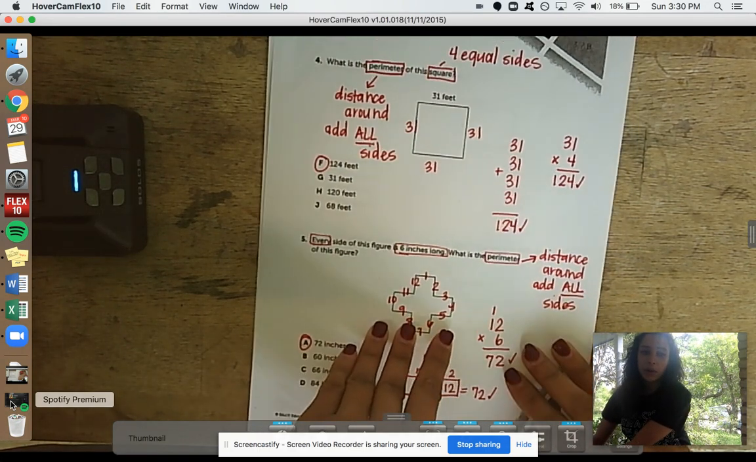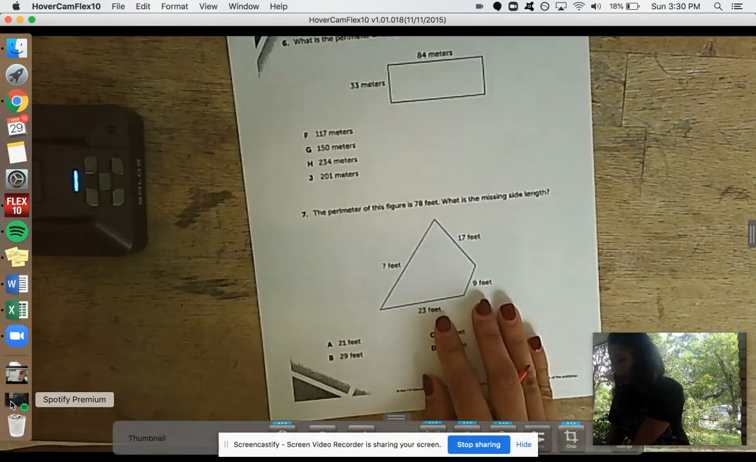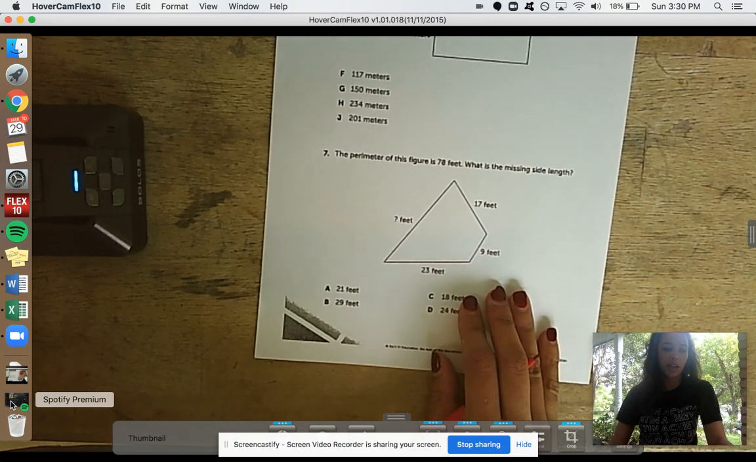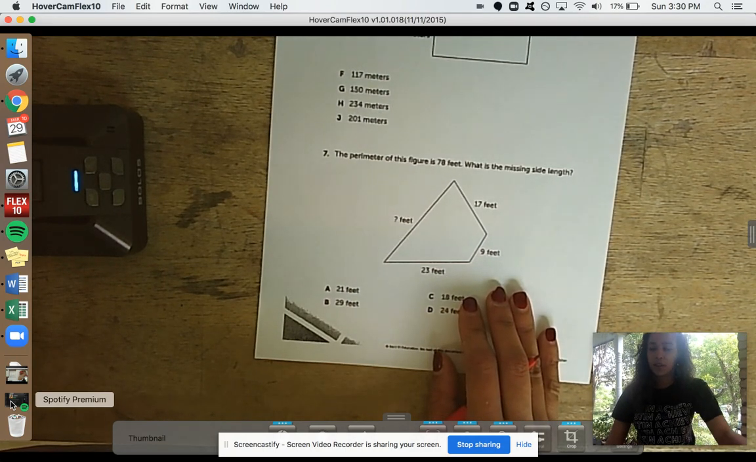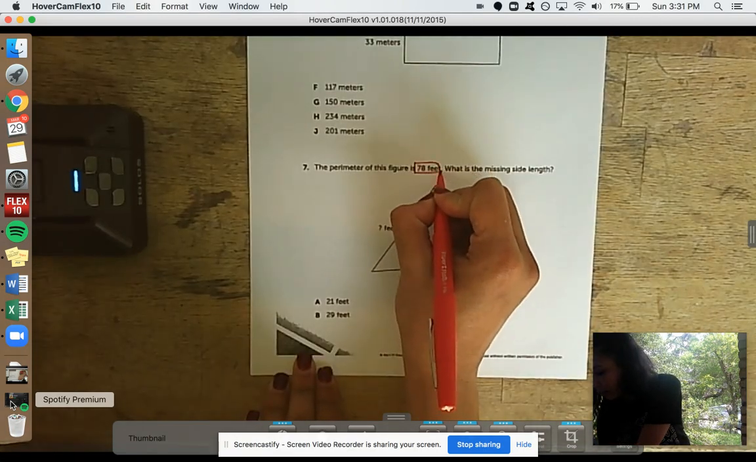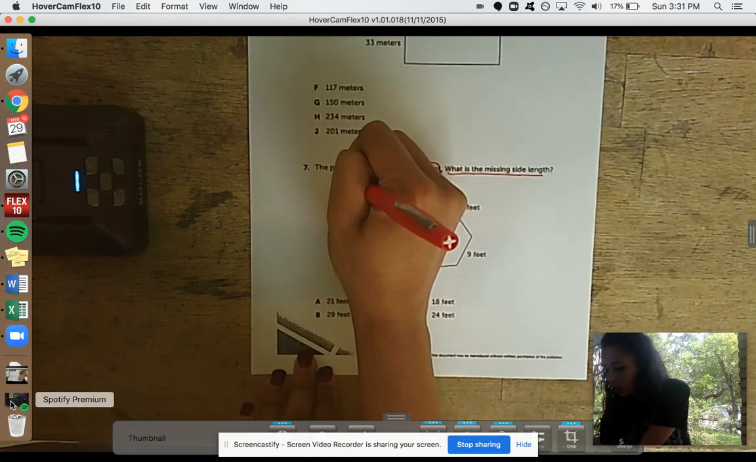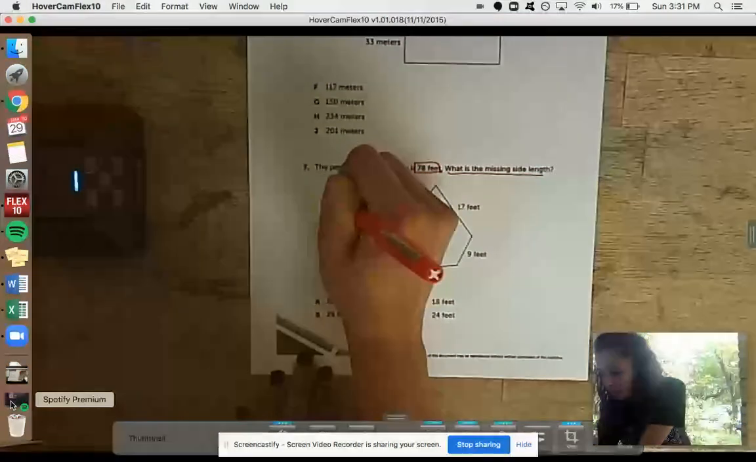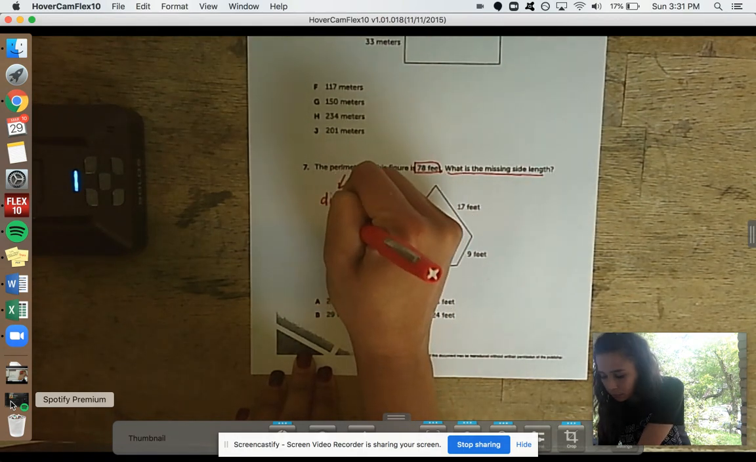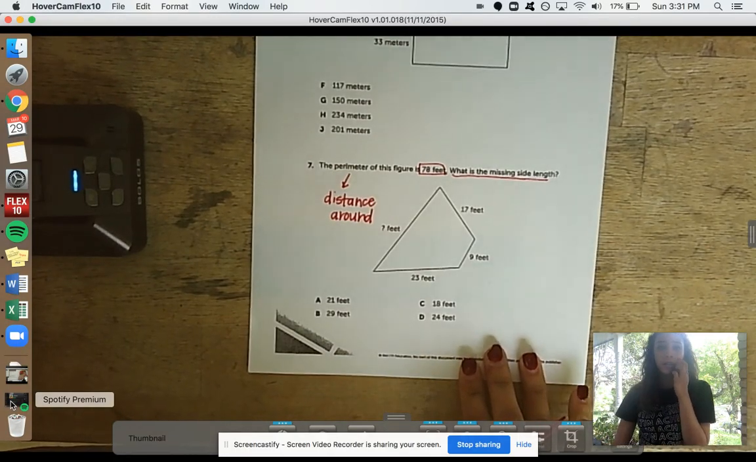And the last problem I'm going to do with you today is question number 7. So go ahead and find question number 7. I'm going to leave 8 for you to do at home with your families. The perimeter of this figure is 78 feet. What is the missing side length is the question. Well, I know perimeter tells me the total distance around this shape is 78 feet. So I'm going to give myself a note. The distance around this shape is a total of 78 feet.